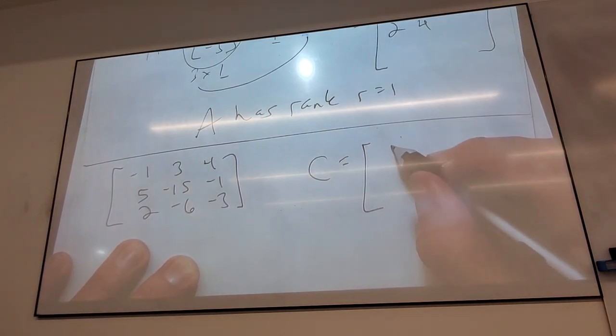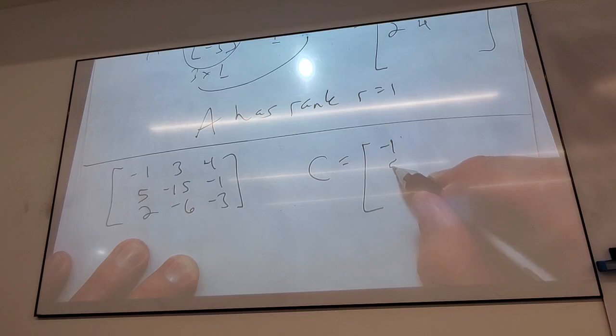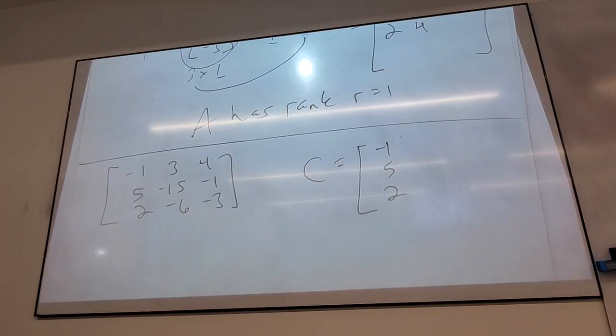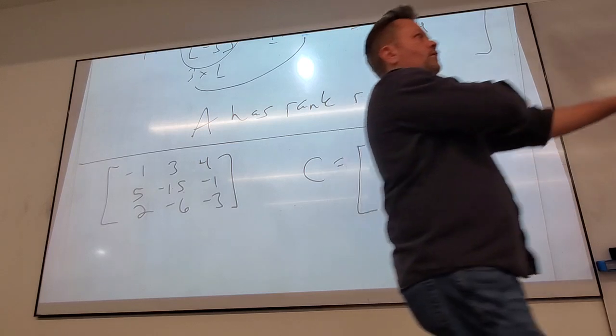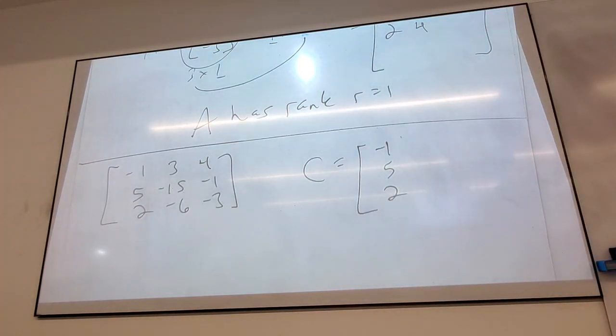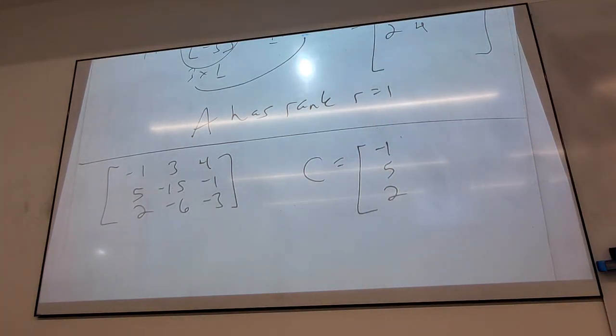Can I put the next column vector in? Why not? It's a multiple of the first one. I love it. Now what about the next column vector? Is everybody cool with that? The second column is just 3 times the first one, or negative 3 times. What about the third column? What do you guys think?